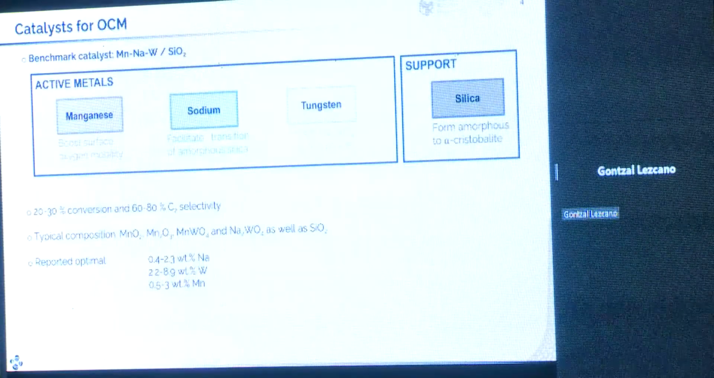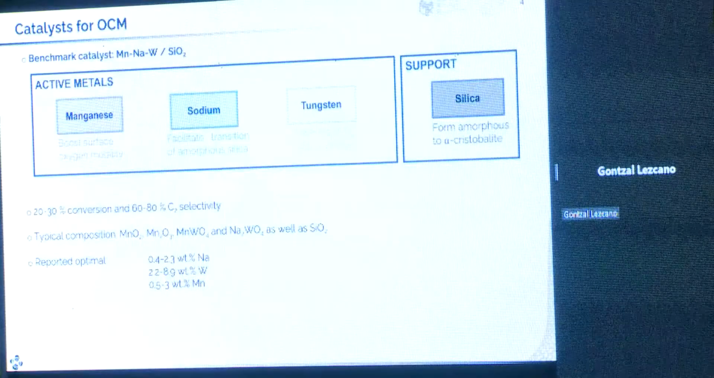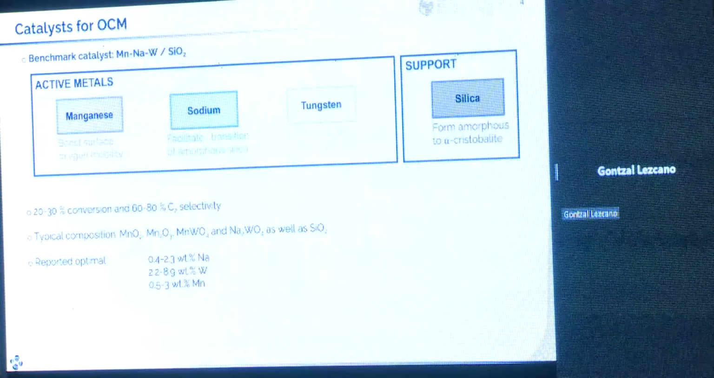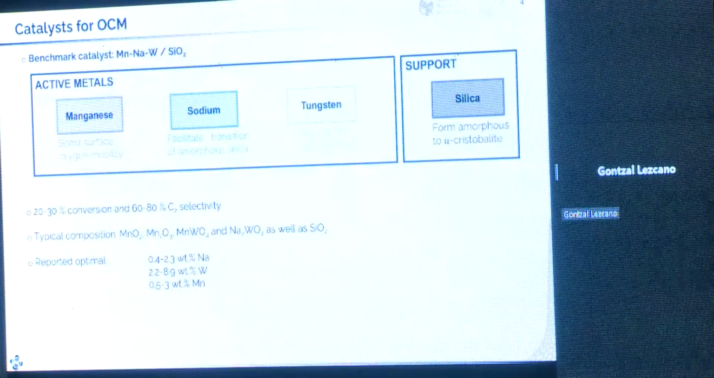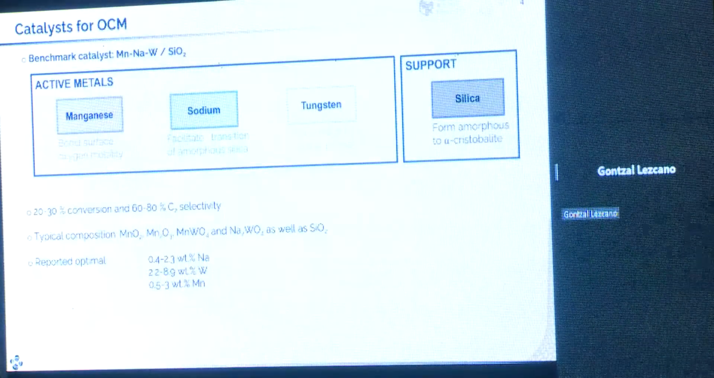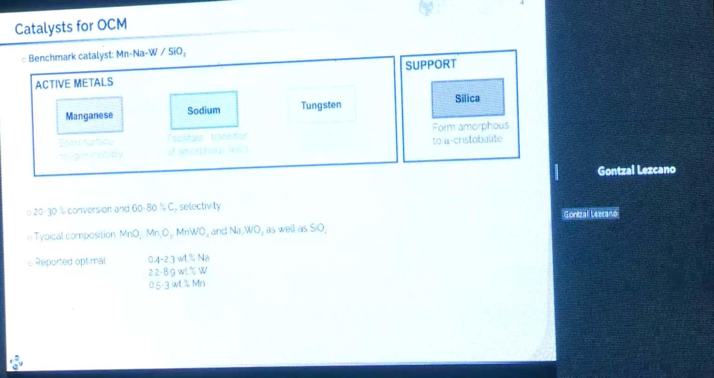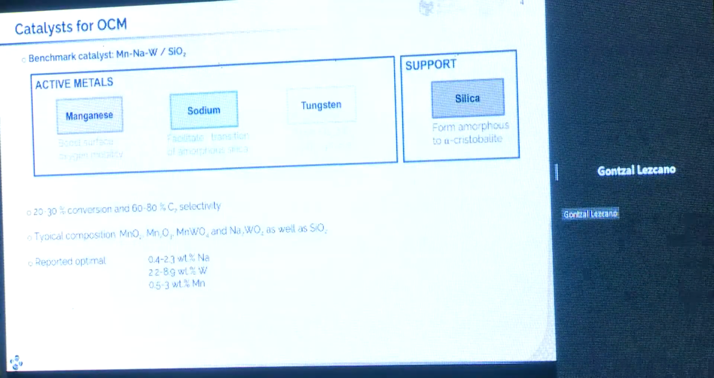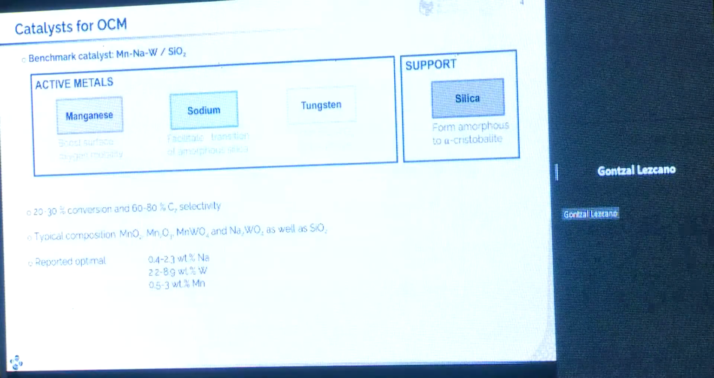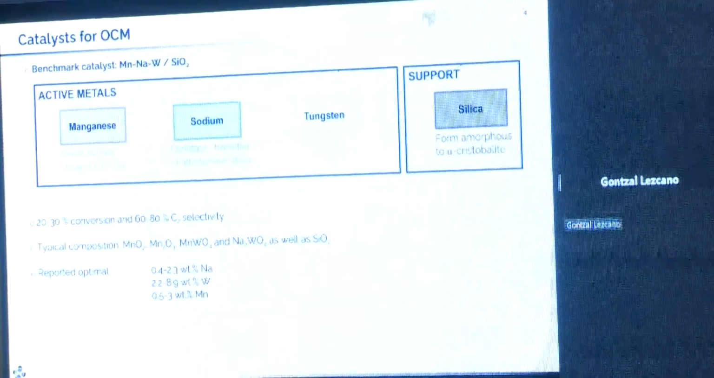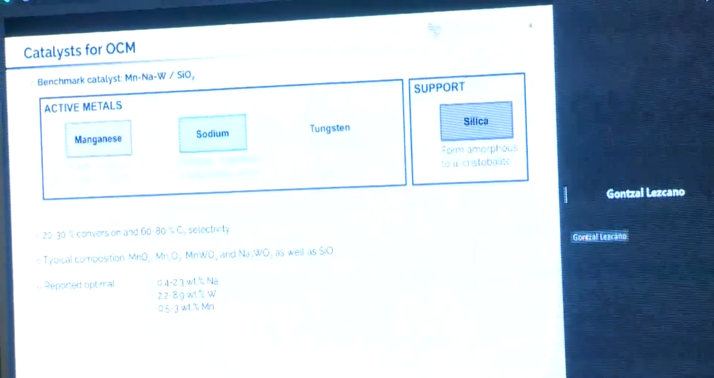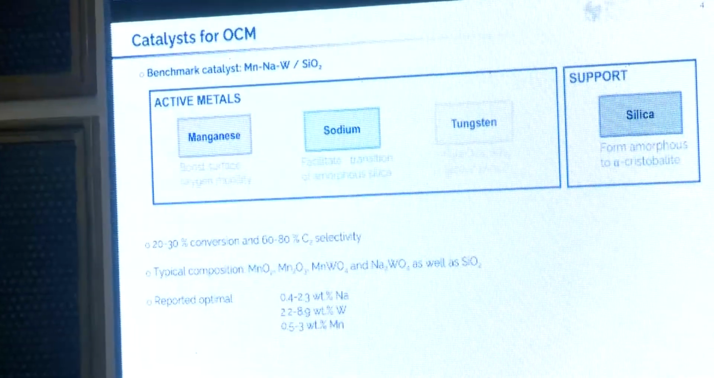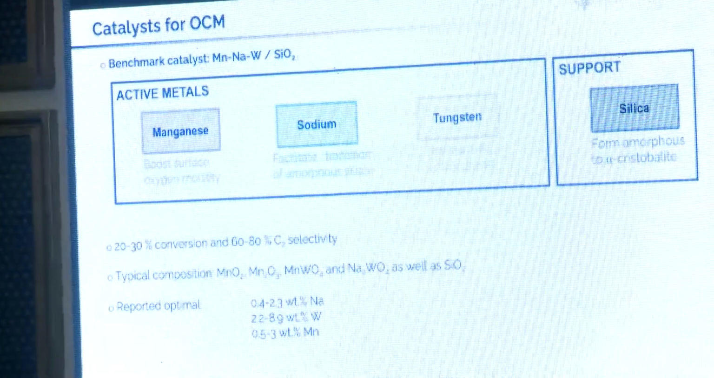One of the benchmark catalysts that are studied for the OCM is the trimetallic system containing manganese, sodium, and tungstate supported onto silica. It is well known that manganese boosts surface oxygen mobility, which enables an easier activation of methane. Sodium, on the other hand, facilitates the transition of amorphous silica to alpha cristobalite, which is inert and avoids the unselective oxidation of methane.